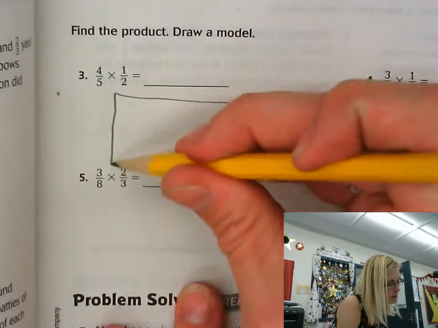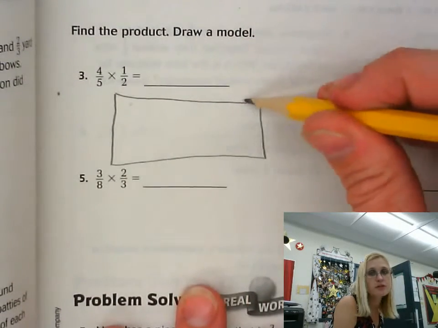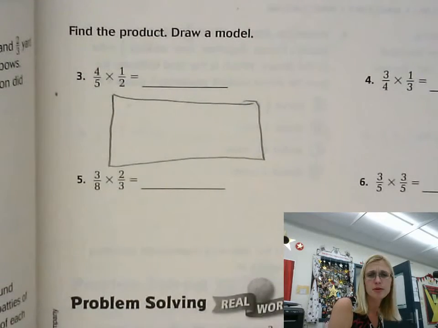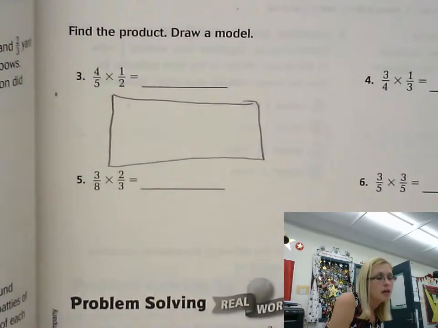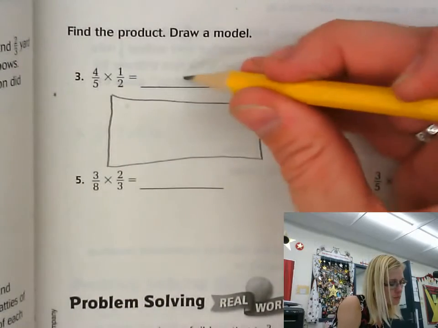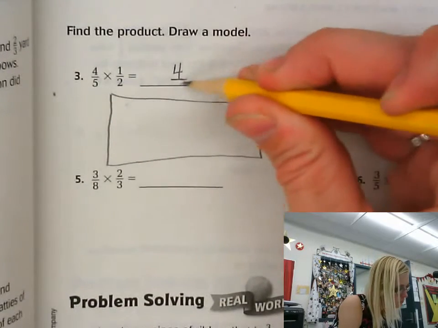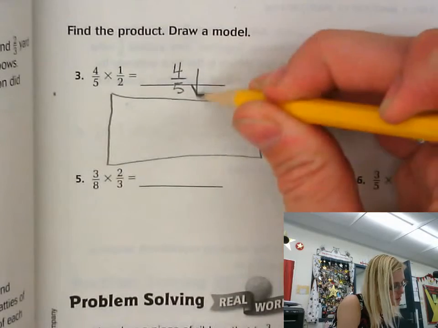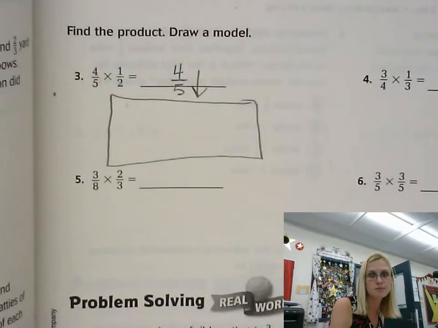So I'm going to go ahead and draw my rectangular model, and it's not perfect, and that's what I tell them all the time. It doesn't need to be perfect. I don't need to spend 10 minutes with a ruler trying to make it perfect. I just need to understand the concept. So I'm going to label this side 4/5, and I'm going to put an arrow that reminds me that I'm going to be doing that side down.